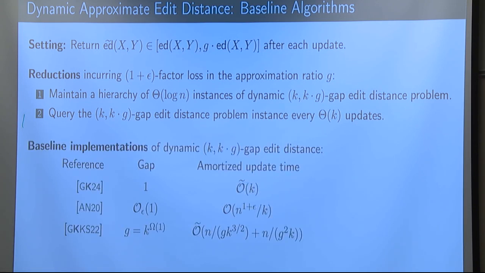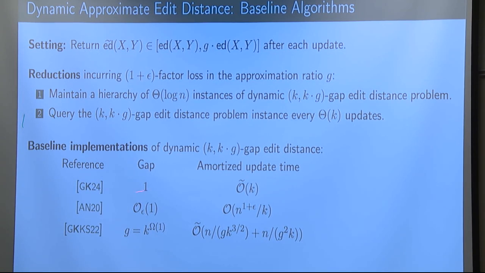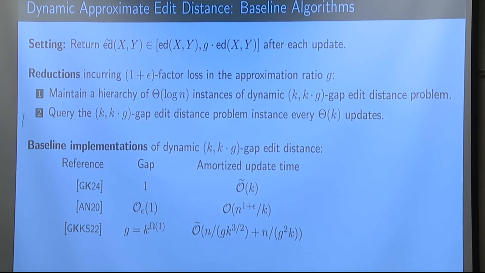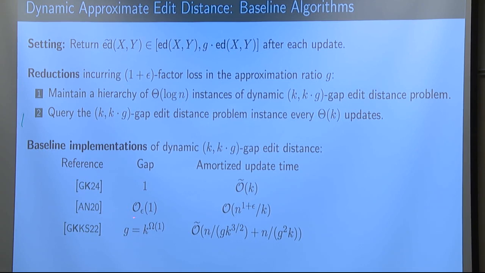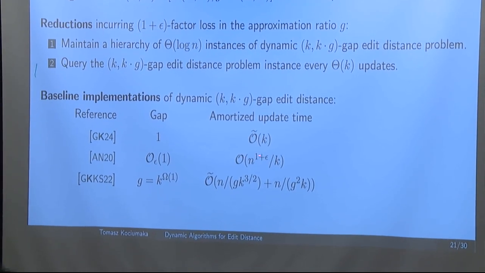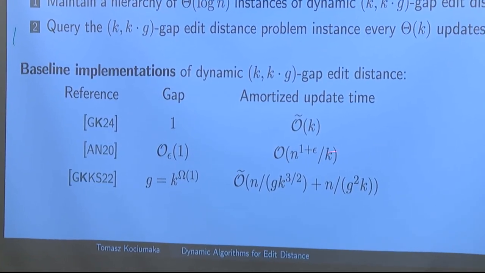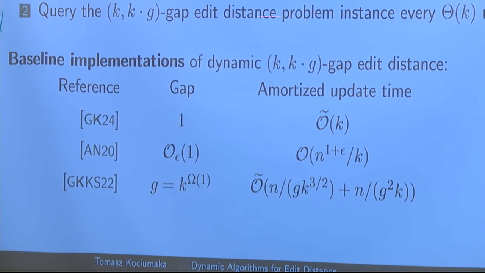And with this in mind, we can obtain some baseline approaches by simply applying existing algorithms in a black box fashion. First, we can, of course, compute exact edit distances. With this new algorithm, it's just k time per update. But alternatively, you could, for example, maintain an approximation with constant factor, and the runtime would be near linear divided by k. That's because we need to run this static algorithm not every single update, but every k updates.